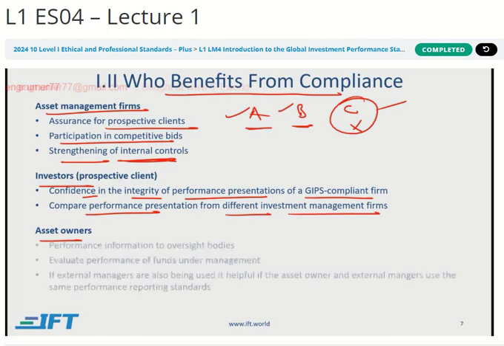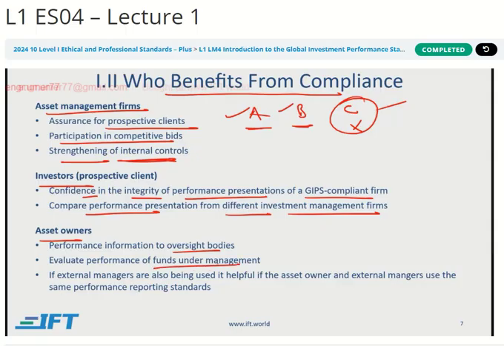And then we have asset owners. There are several asset owners that need to report their performance to oversight bodies. Now, often this reporting needs to happen using GIPS standards, or using GIPS standards makes it easier for these asset owners to follow a standardized process of reporting performance. If an asset owner wants to evaluate the performance of funds under their own management, the GIPS standards is an effective way of doing that.